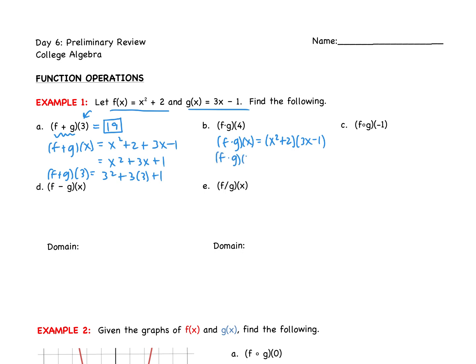So our f times g of 4 is going to be 4 squared, add 2, and then 3 times 4 minus 1. So this is 4 squared, 16, add 2 is going to be 18. 3 times 4 is 12. 12 minus 1 is 11. So I guess I lied to us. I need a calculator at least for this. So our 18 multiplied by 11 will give us 198.